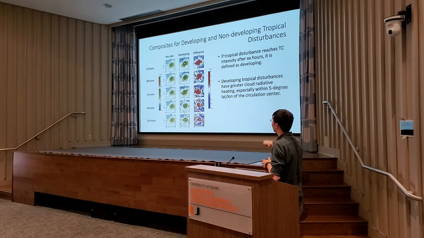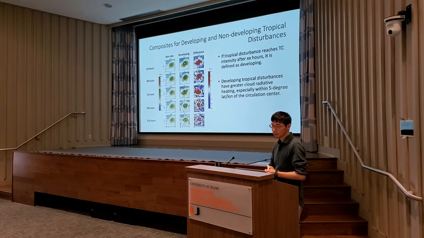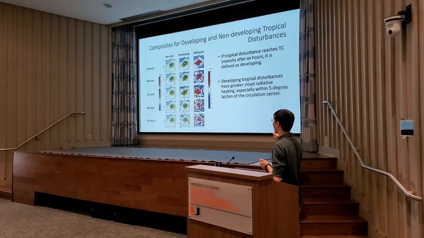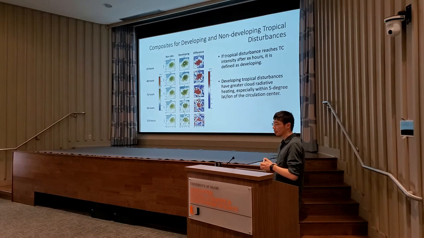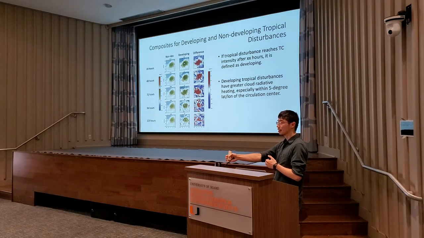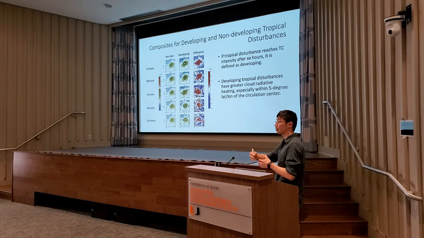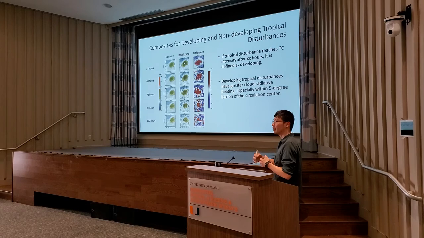Here the way we define non-developing and developing disturbances is based on whether tropical disturbances reach TC intensity after certain hours. For 24 hours, it is whether these disturbances reach TC intensity after 24 hours. If it reaches TC intensity, we define it as developing. If it is not, then we define it as not developing.